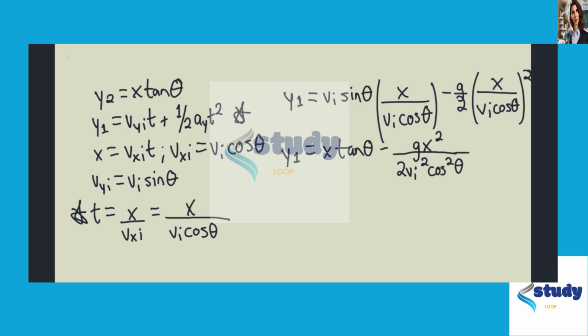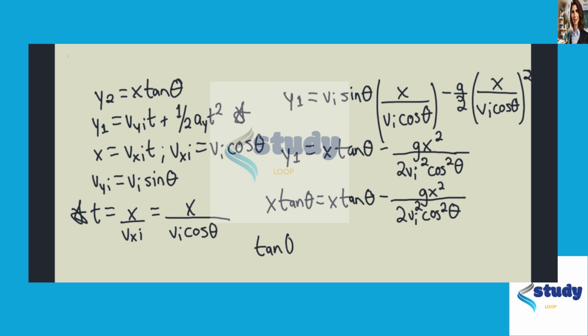And at this point, we can set this equal to y sub 2. So x tangent of phi equals x tangent of theta minus, again, gx squared divided by 2 v initial squared cosine squared of theta. And then tangent of theta minus tangent of phi, some angle, is going to be equal to gx squared divided by 2 v initial squared cosine squared of theta.